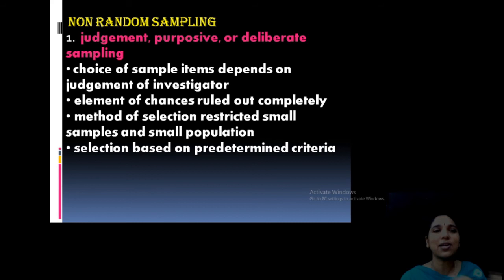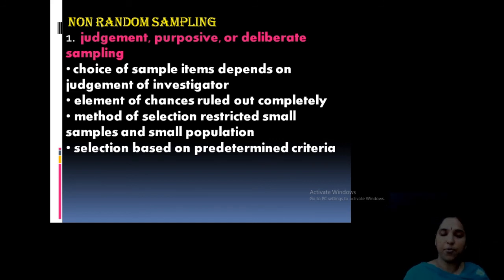So I will select only Srideepa. So that is the condition. This is my decision. Okay. And here the chances are very less, actually a big zero chance. The element of chance is ruled out completely. Understood? This is what non-random sampling is: judgment, purposive or deliberate sampling. So you have to write the difference from random sampling.